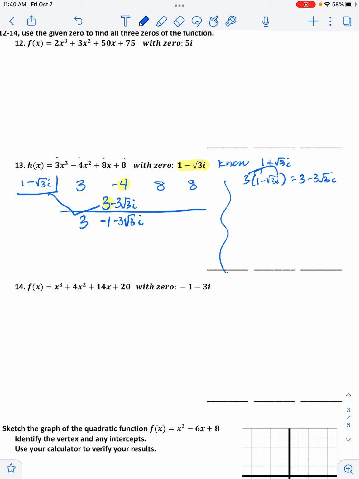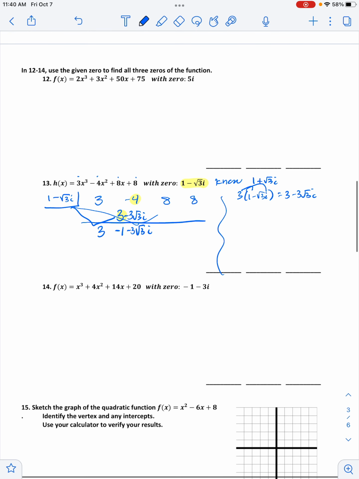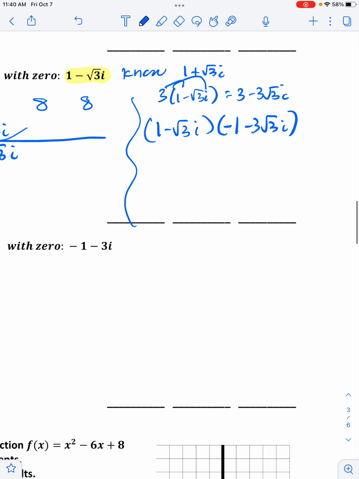All right, then I'm going to do the next part, and I'm going to need to multiply those two. So that gets even messier because now I'm going to be looking at foiling. So I need to take 1 minus root 3i, multiply it by negative 1 minus 3 root 3i. So it's not the easiest thing, but you know how to do it. It's foiling. So first is going to be these two, so negative 1. Outside is these two, so minus 3 root 3i. Inside, the negatives cancel, so I get a positive root 3i. And then last, again, the negatives cancel, so I get a positive.